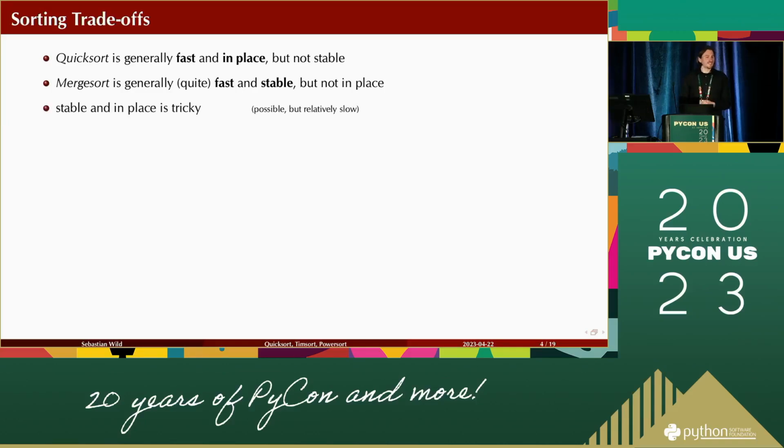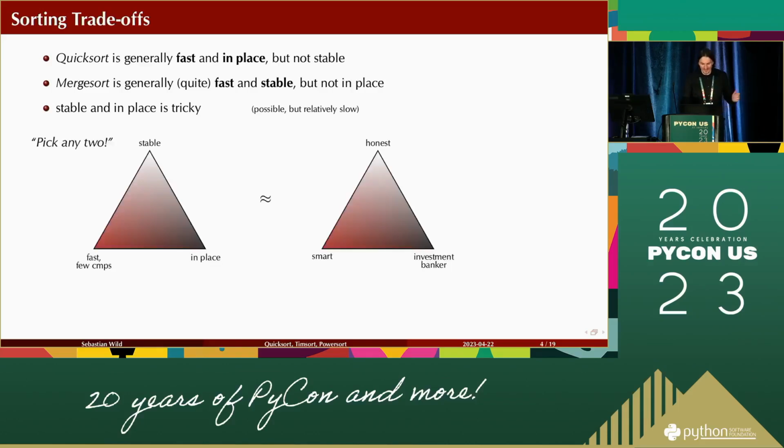Now, as an aside, that's the algorithms research in me speaking. You can get stable and in place together, but it's quite tricky. It's not a standard textbook algorithm, and they're quite slow in practice, so they're just not competitive. That's just an aside. So it seems like in other instances in life, you have to decide, pick any two, but you can't get all three.